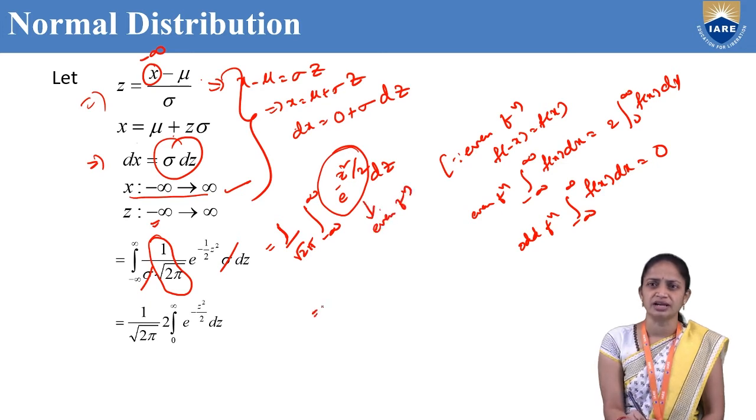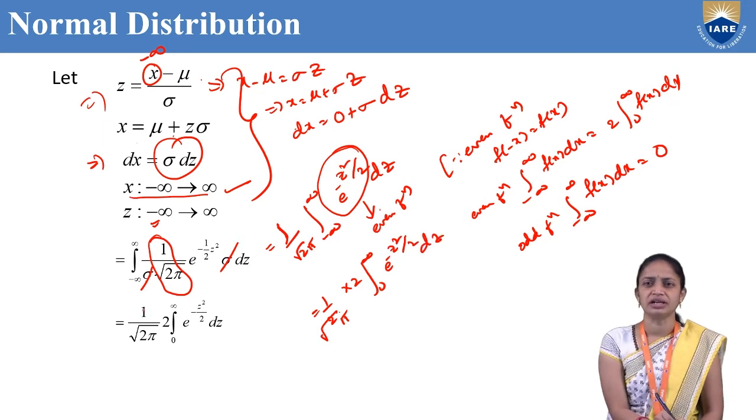So we can write 1 by root 2 pi, and this can be written as 2 into integration over 0 to infinity e power minus z square by 2 dz. That is why I have written it like this: 1 by root 2 pi, 2 into integration from 0 to infinity of e power minus z square by 2 dz, since it is an even function.